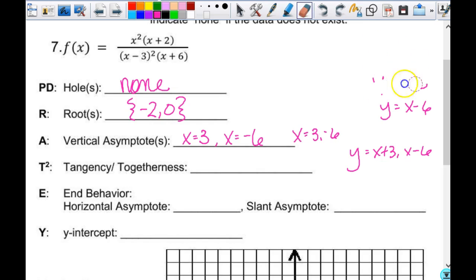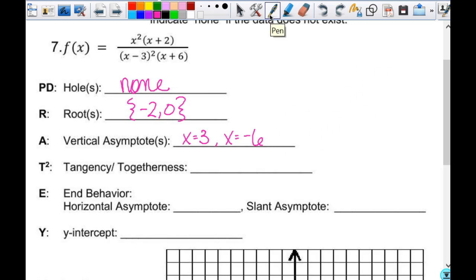All right, let me erase all that so you're not confused about what that means. Like I said, I didn't count it wrong, but it's not really right. So, all right, tangency and togetherness. So tangency, I look for what? Look in your little radian thing if you need to. Yeah, tangency is your numerator. Togetherness is your denominator.